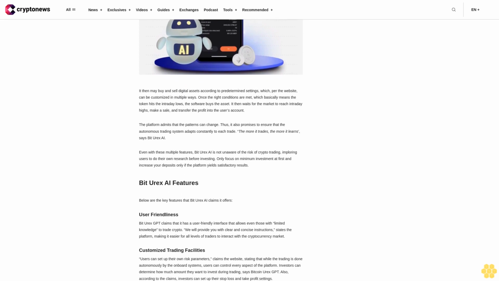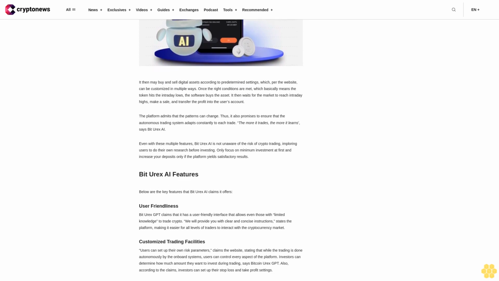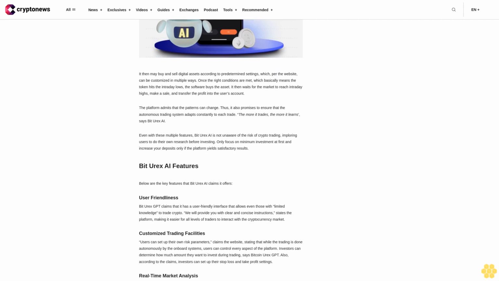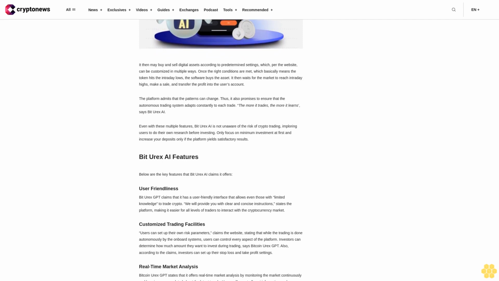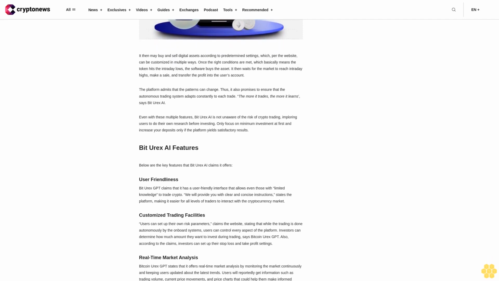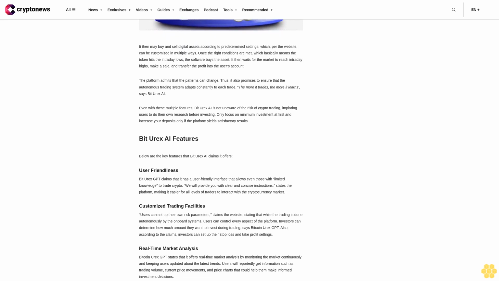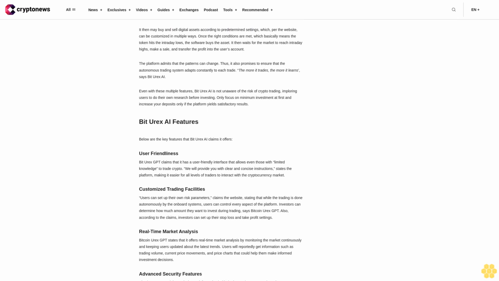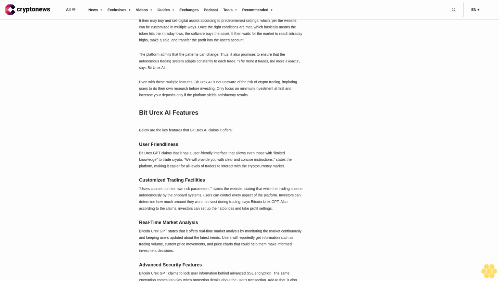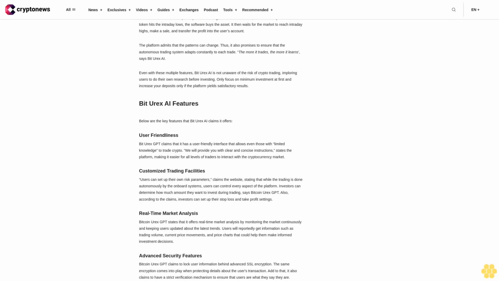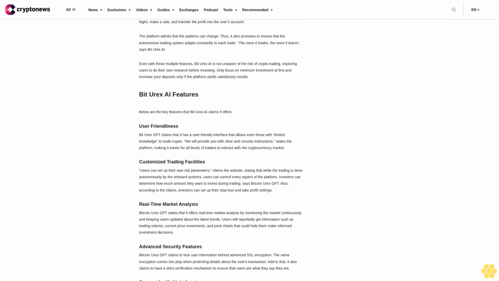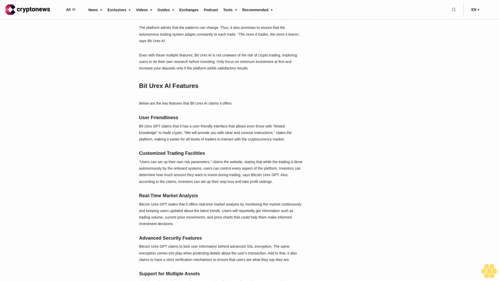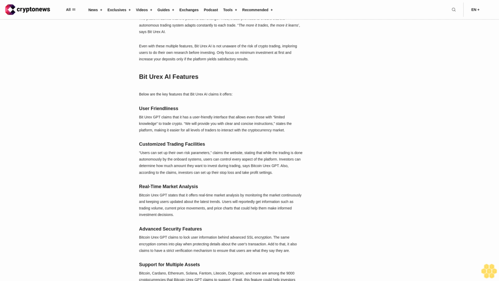How does Bitcoin Urex GPT work? The homepage of Bitcoin Urex GPT states that its trading system runs around the clock and looks at the historical data of an asset, then weighs it against the current market using complex mathematical models to establish repeatable patterns. It then may buy and sell digital assets according to predetermined settings, which, per the website, can be customized in multiple ways. Once the right conditions are met, which basically means the token hits the intraday lows, the software buys the asset.